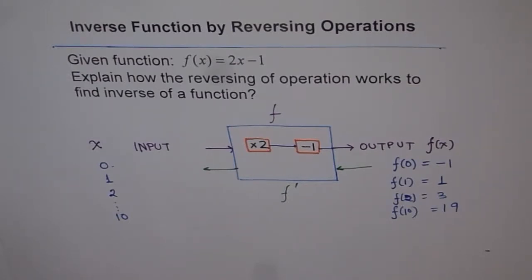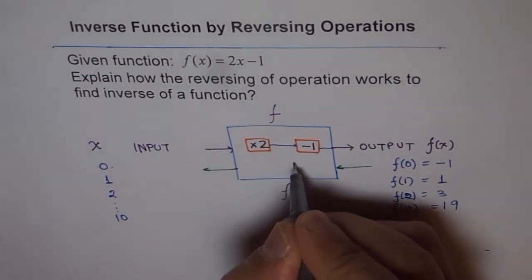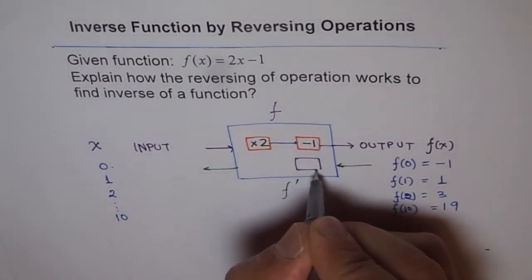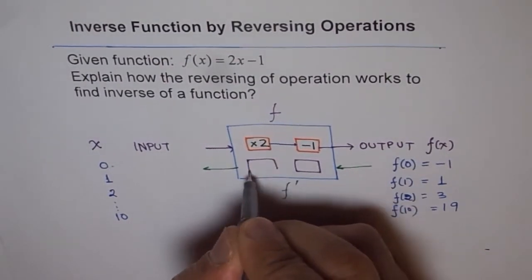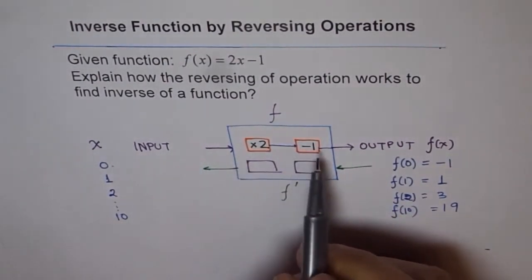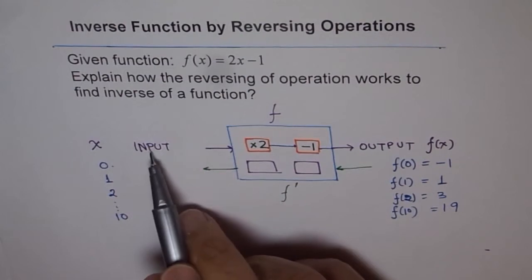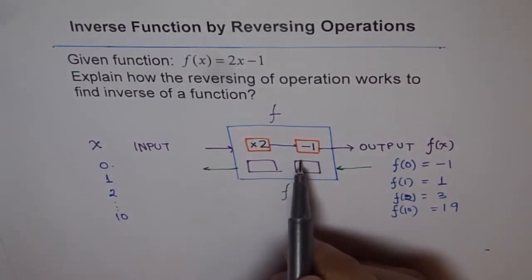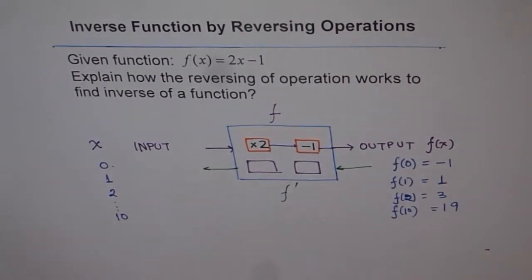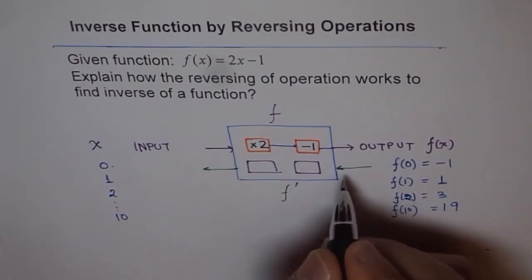Now how to reverse this operation? Think about these boxes now. What will they do? Earlier they did some operation. So while processing, the function multiplied the input value by 2 and took away 1. Now reversal should be what? Logically, reversal should be just the reverse of that. So what should we do here?